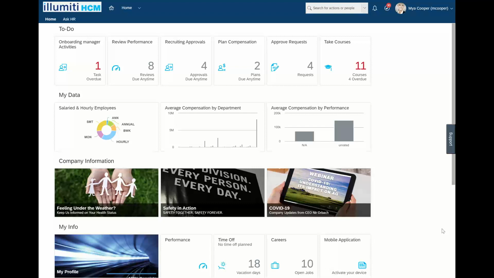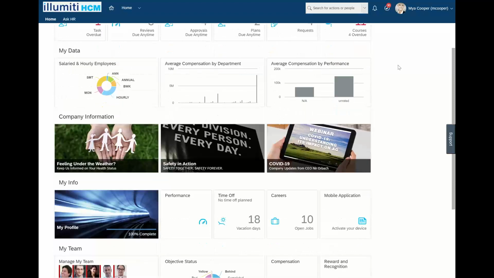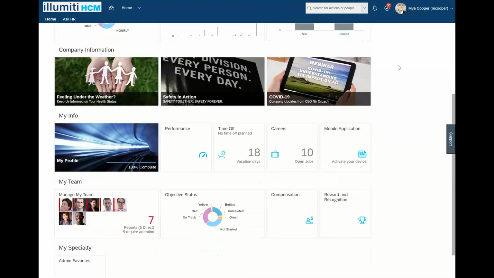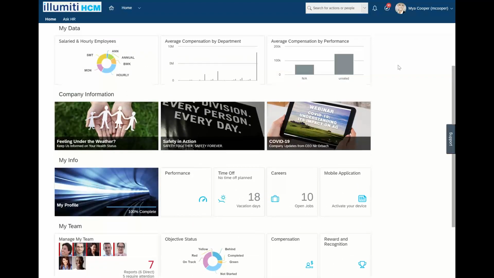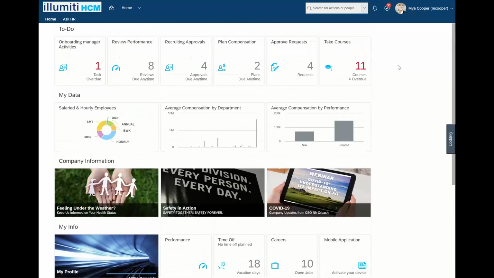So not only does she need to be able to do basic compensation planning activities, but she also has the ability to approve requisitions for recruiting and time off requests and things like that. But regardless, in this case, we have put all of the key important things that she needs to turn her attention to up here at the top under the to-do list. As we scroll through this screen, we can also see that we have quick links out to other areas of the system as well. So regardless of what she's coming in here to do, she's going to be able to quickly navigate into those particular areas.